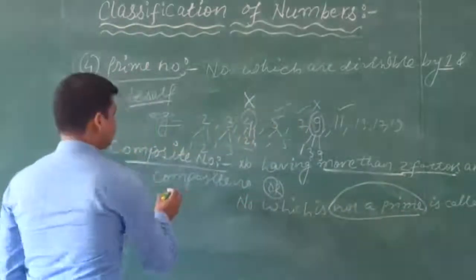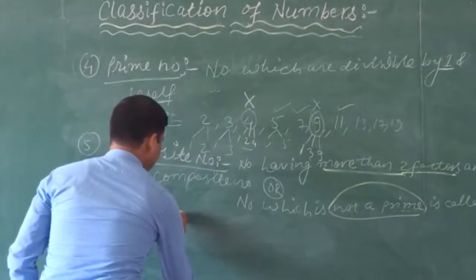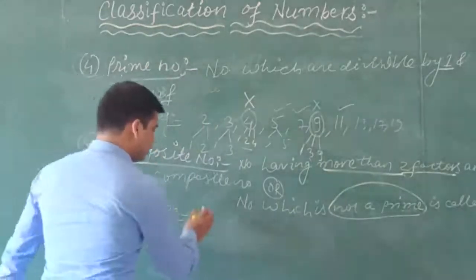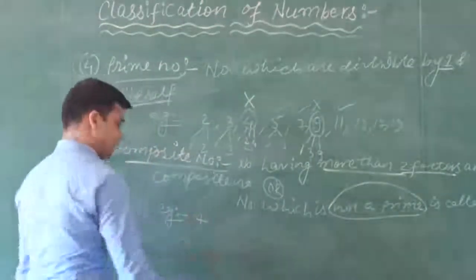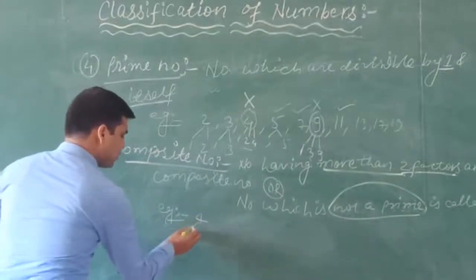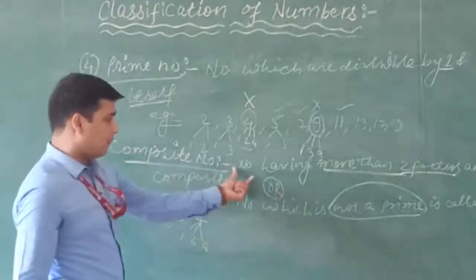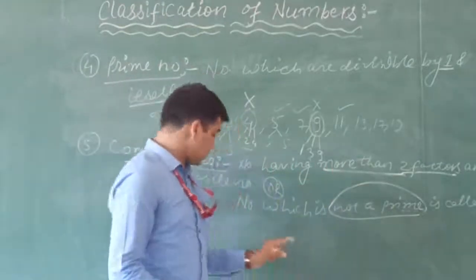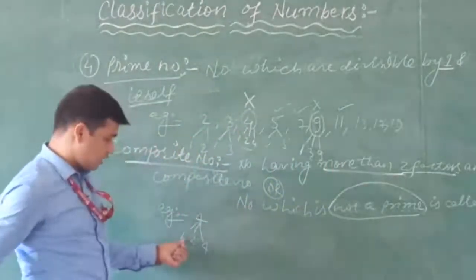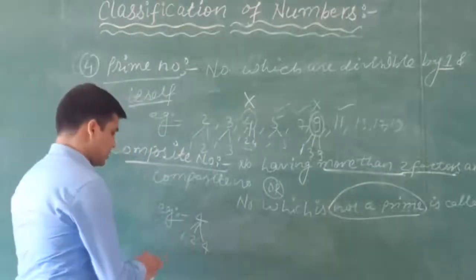Okay, now see this here. I am taking an example. What is the example of composite number? 2 is a prime. 4 is a composite number. How? See this. 4 is divisible by 1, 4 is divisible by 2, and 4 is divisible by 4. What is the first definition? Number having more than 2 factors. So 4 has more than 2 factors or not? Yes. 1, 2 and 4. Yes, this is a composite.